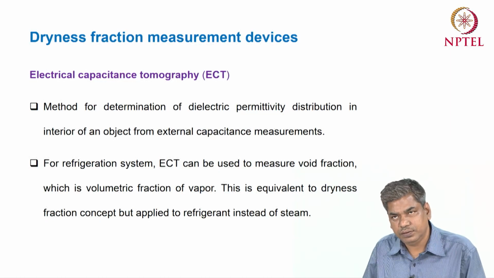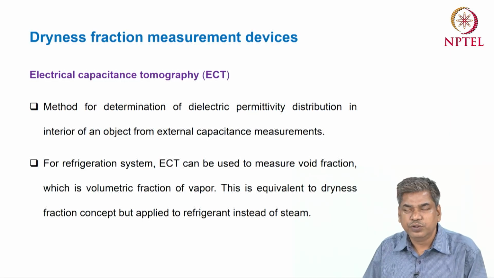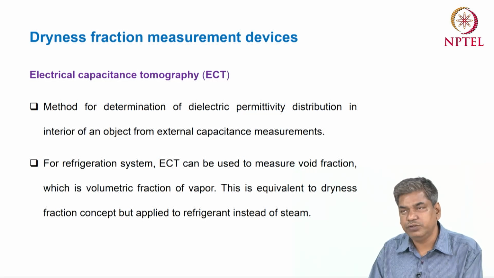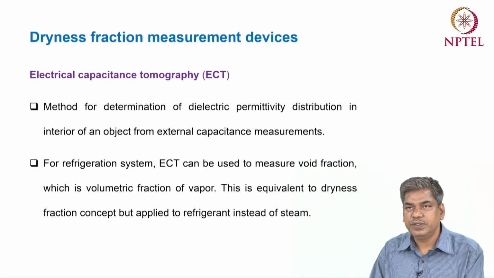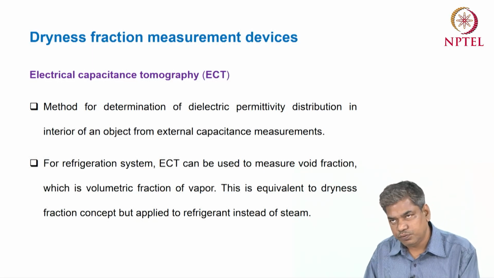So, by using the external capacitance measurement, we will measure the distribution of the liquid and vapor. Based on that distribution, the liquid and vapor will have a defined capacitance. So if you measure the capacitance, that will give the dielectric permeability distribution.